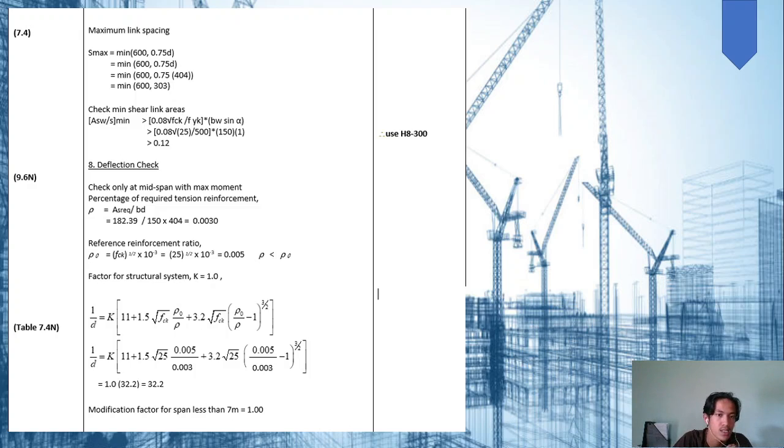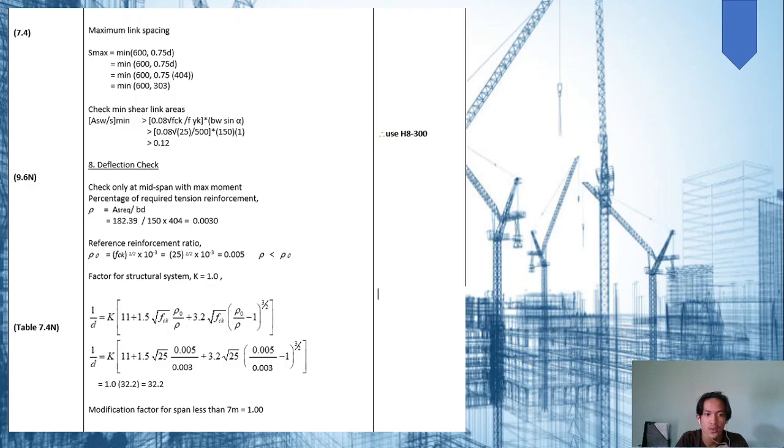AS required before this at the previous, and then we times it, as required, we divide by the B times D, and then we get the value of rho 0.0030. And then for the reference reinforcement ratio, rho naught, then we get 0.005, which is rho naught is more than rho.